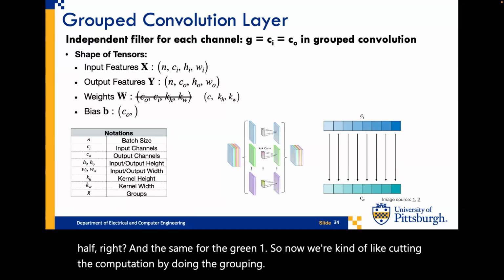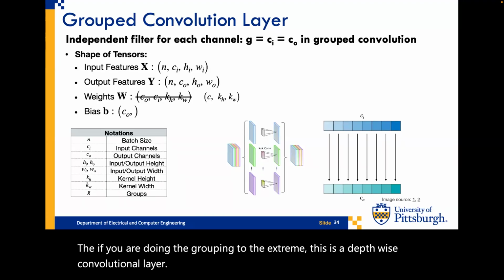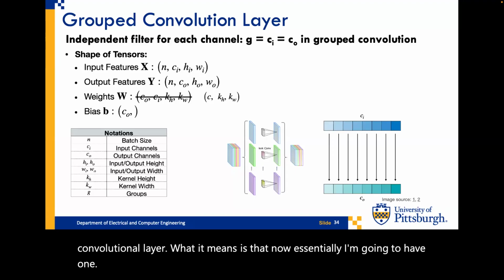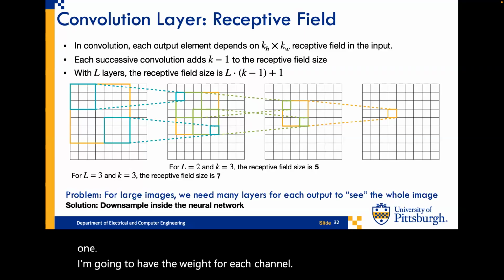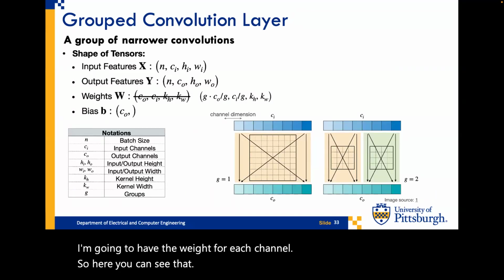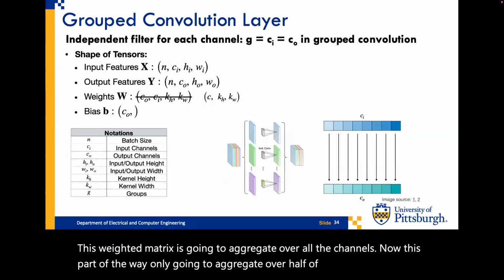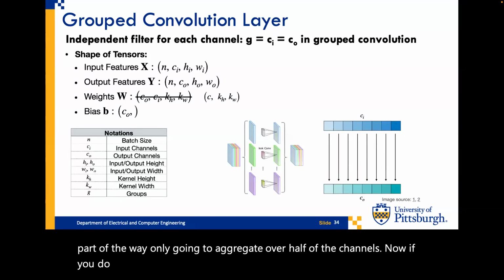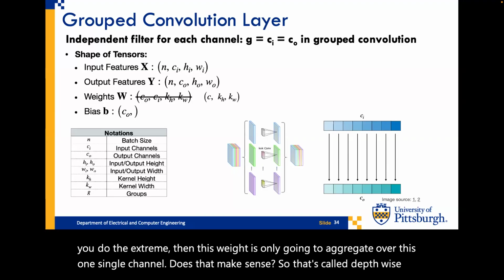If you do the grouping to the extreme, this is a depth-wise convolutional layer. It means I'm going to have one weight for each channel. While this weight matrix aggregates over all the channels, this part of the weight only aggregates over half of the channels. If you do the extreme, then this weight is only going to aggregate over this one single channel. Does that make sense? So that's called a depth-wise convolutional layer.